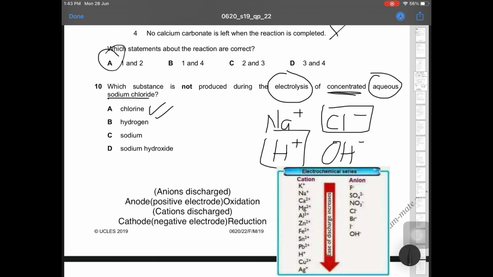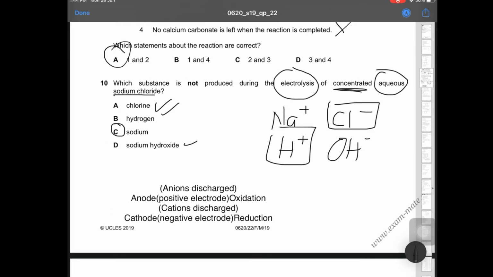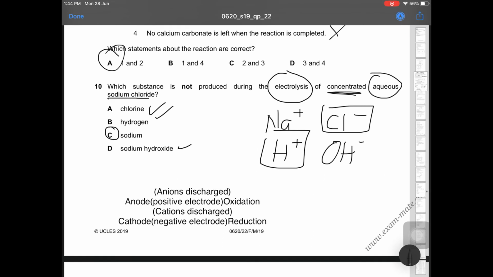Now look at this, Na plus and OH minus are left in the solution. So they will be joined together to form sodium hydroxide. So it will also be produced. So the answer will be C, because sodium is not produced. Sodium is more reactive than hydrogen, so it will not be discharged at all.